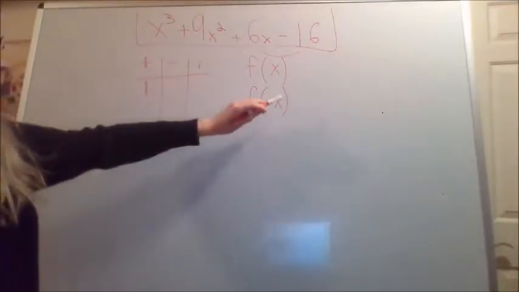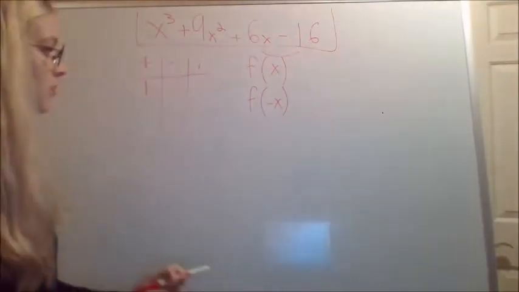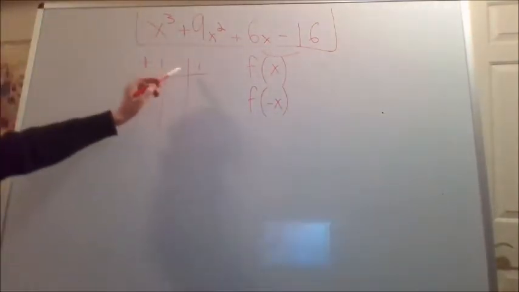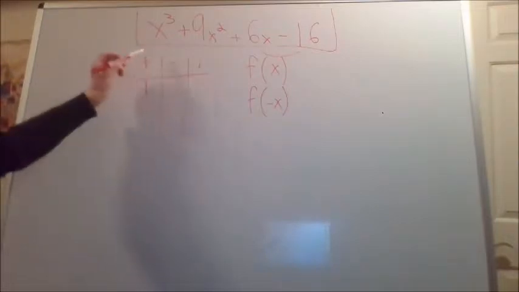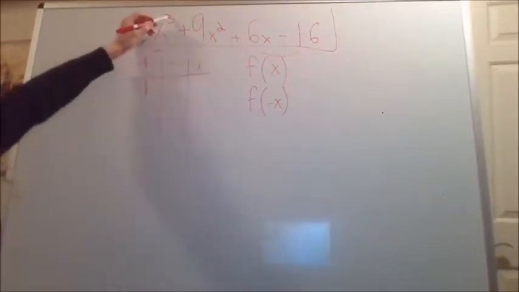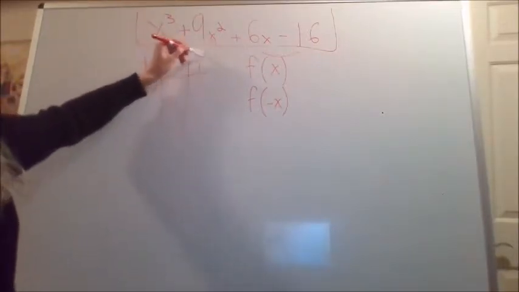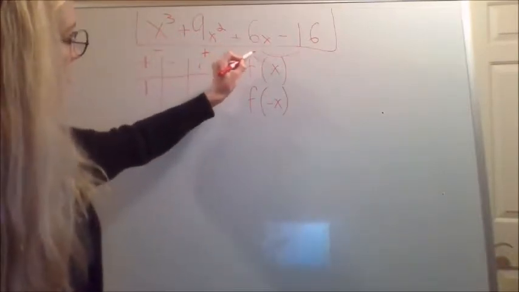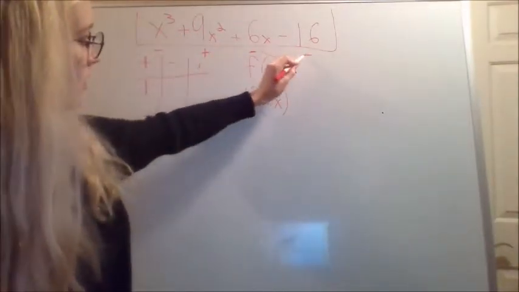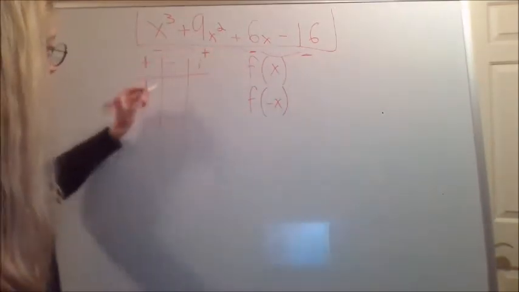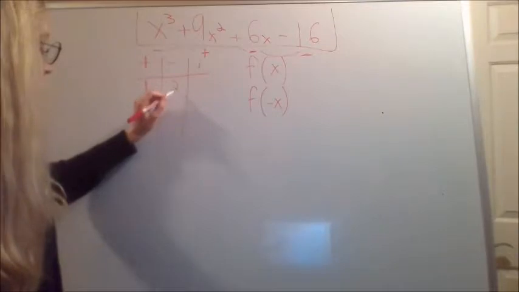Next, we look at the coefficients of f of negative x and determine how many sign changes to see the possible number of negative zeros that we have. So if we plug in negative x, we can just look at this and say, this term's going to be negative since we have an odd power here. This one's still going to be positive. This is going to be negative, and this will be negative still. So we have one sign change, two sign changes. So we have two sign changes.